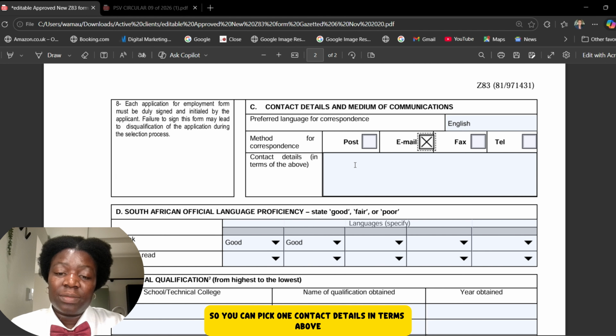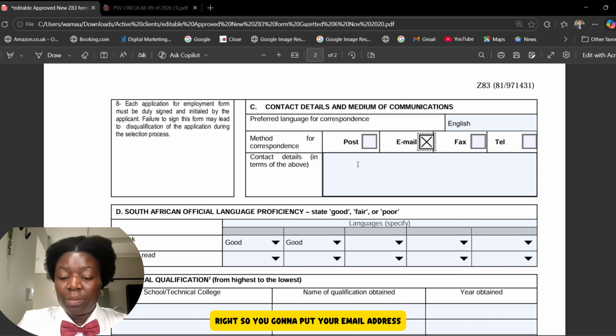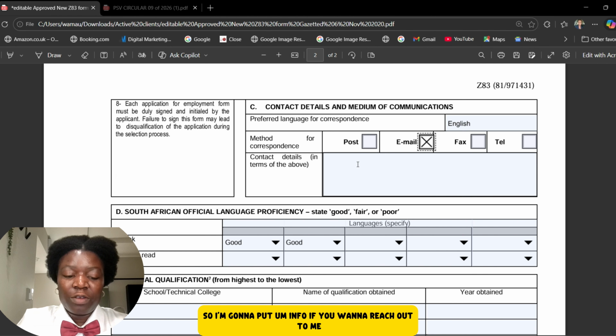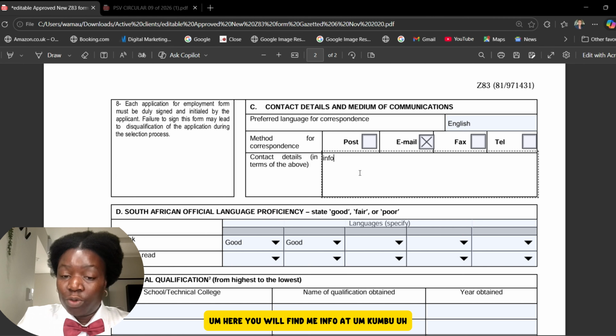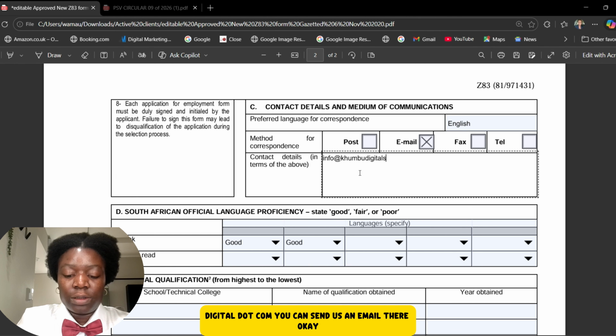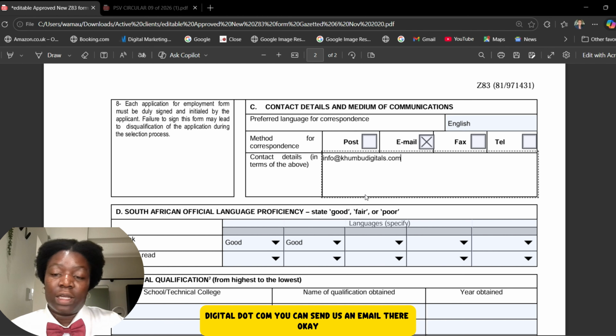Contact details in terms above, right? So you're going to put your email address. So I'm going to put info if you want to reach out to me. This is my business email. So if you need my services for CV writing and LinkedIn optimization, here you will find me. Info at Khumbu Digitals.com. You can send us an email there.